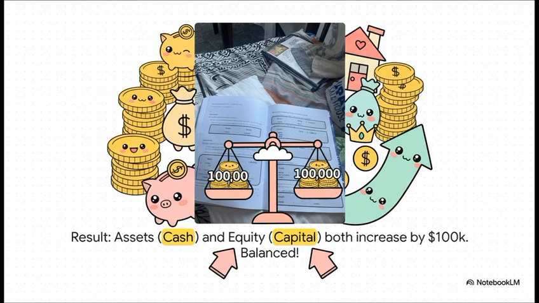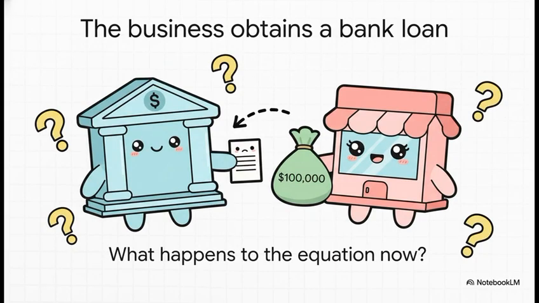And where did that money come from? The owner. So the owner's equity also goes up by the exact same amount. You've got $100,000 on the left side, $100,000 on the right. See? Perfectly balanced. All right, example 2.